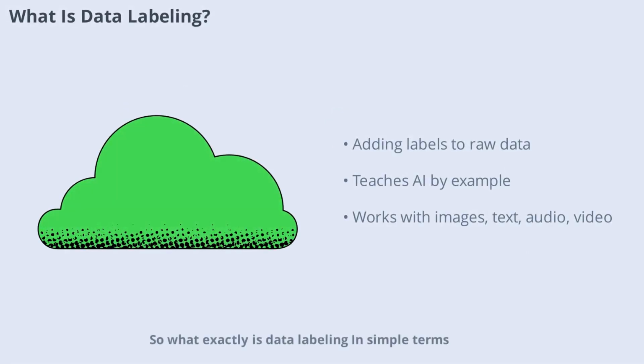But what exactly is data labeling? In simple terms, it's the process of adding meaningful tags or labels to raw data, like images, text, audio, or video, so that AI systems can learn from it. Think of it as teaching by example. If you show a computer thousands of pictures and label which ones have dogs, it starts to recognize dogs on its own.